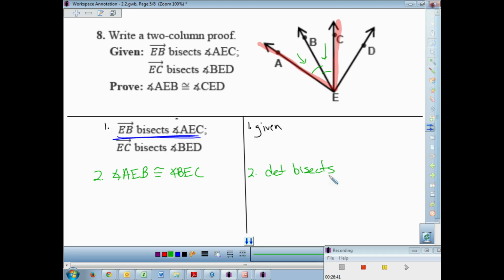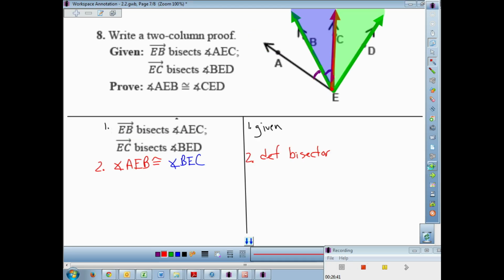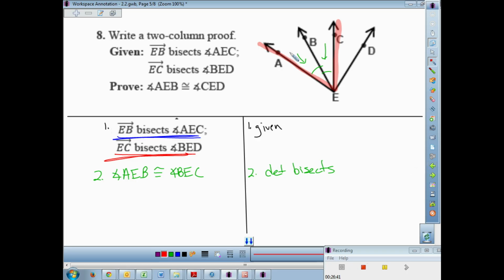How many bisectors did they give me, though? 2. How many times have I used it? It means I still got one more to roll with, correct? I got to do this guy right here. So far, we've got this, right? Now, let's roll with this. We've got ray EC bisecting angle BED.